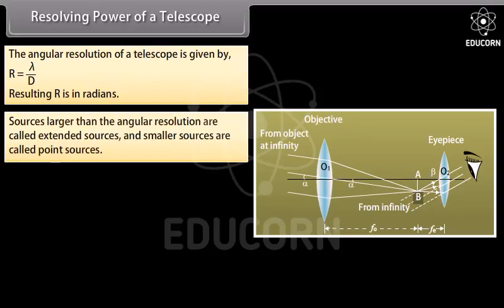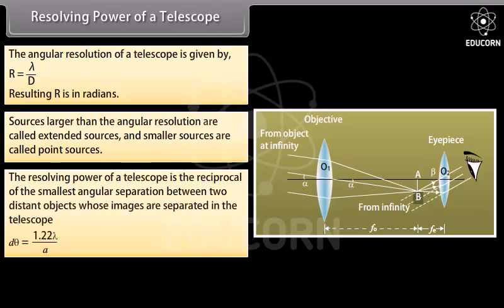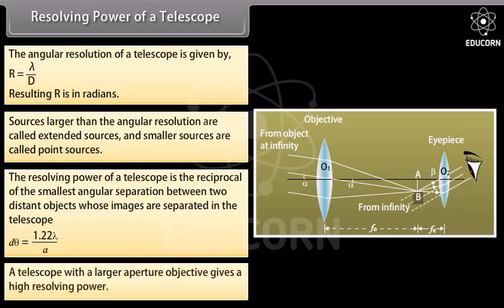Sources larger than the angular resolution are called extended sources and smaller sources are called point sources. The resolving power of a telescope is the reciprocal of the smallest angular separation between two distant objects whose images are separated in the telescope. dθ = 1.22 λ/a. A telescope with a larger aperture objective gives a high resolving power.